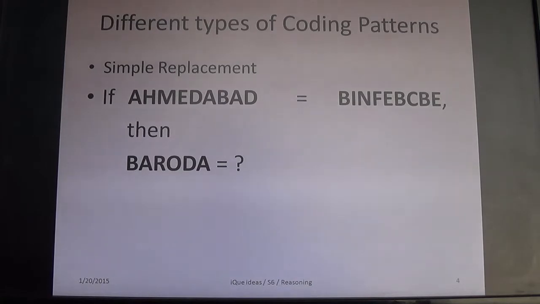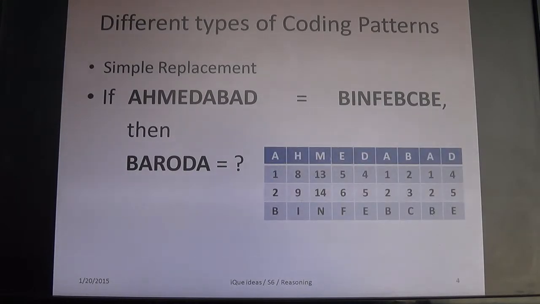In exam, the question would be given in the format. If Ahmedabad is coded as BINFEBCBE, then what is Baroda coded as? Now first let's identify what is the relation between the word and its code. Now if I were to put the word Ahmedabad and the corresponding numbers of the letters and its code and their corresponding numbers, we can see some sort of a pattern emerging here.